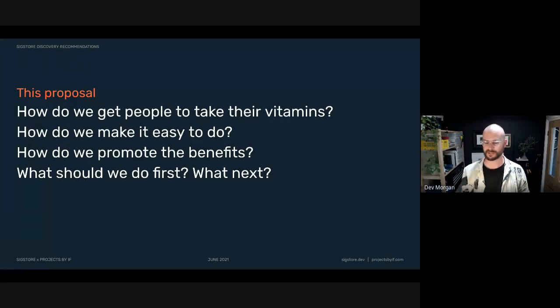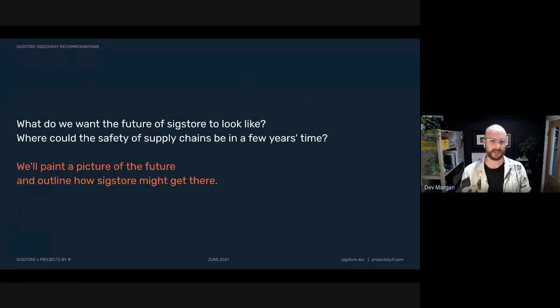Thinking of a security product as a vitamin, how do we get people to take them? How do we make it easy to do? How do we promote the benefits of these kinds of things? And then there's a key question for Sigstore and the community about what you need to do first, what should you do next. There's so many things you could do to grow it, to get it out in the world, so it's a question of ordering it a little bit. We've tried to answer it by jumping forward into the future a little bit, to look at what we want the future of Sigstore to be like. Where could the safety of supply chains actually be in a few years' time?